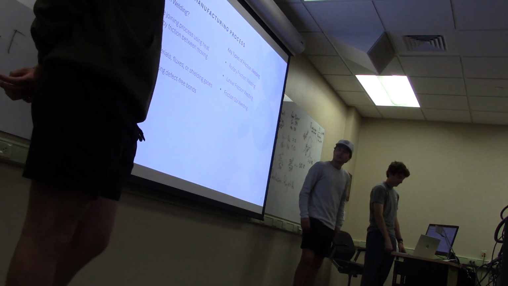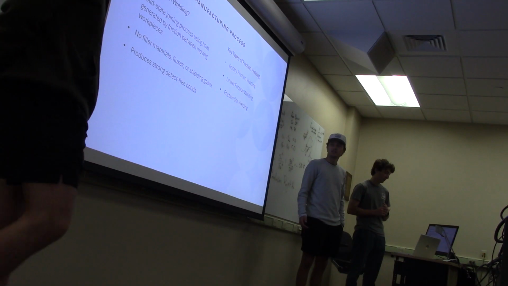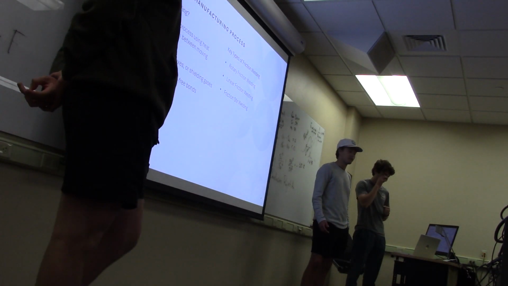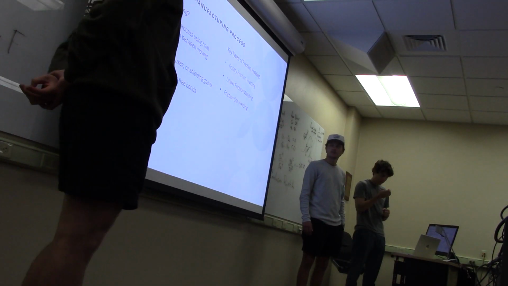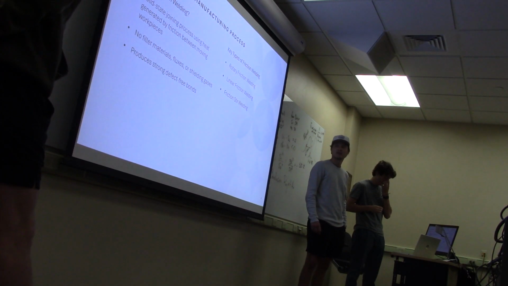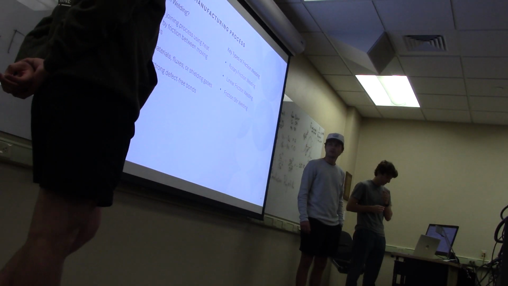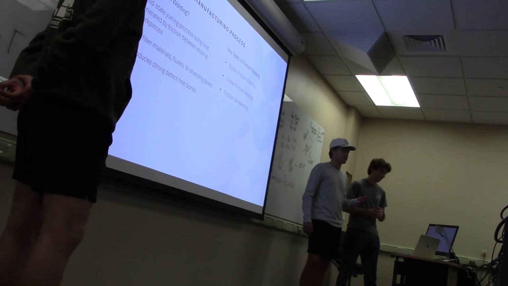Alright, introduction. So friction welding is a solid state joining process which uses heat generated by friction between moving workpieces. It has no filler materials, fluxes, or shielding gases, making it an environmentally friendly process, and it produces strong defect-free bonds. So under this broad realm of friction welding, there's 3 different types.